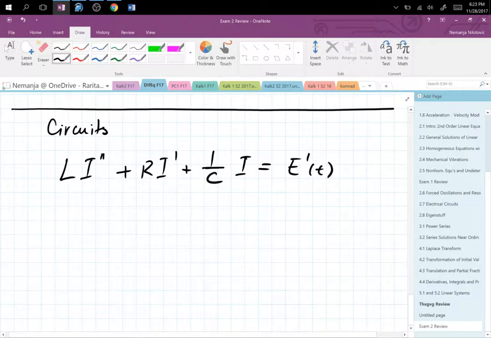Li double prime plus Ri prime. So, who can tell me what C is? Capacitance, measured in farads. Henrys. What is R? Resistance, measured in ohms. So, guys, when you are dealing with the word problem, look for the units to tell you which value goes where. Don't just plug the stuff where it belongs.